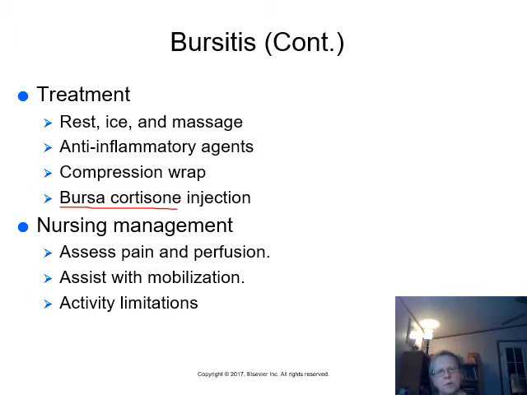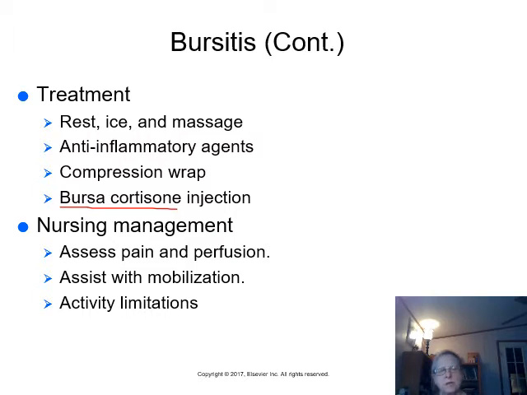Nursing management, we're going to assess for the pain and perfusion. Pain, making sure that the pain medications that we are giving are adequate, that they're covering the pain, and they're not having additional pain. And perfusion of that area as well. Once again, is it pink? Is it hot? Has it swelling? Because it could be other things going on.